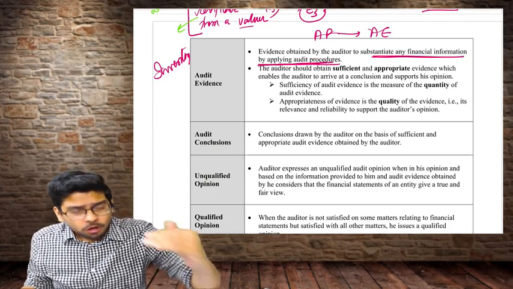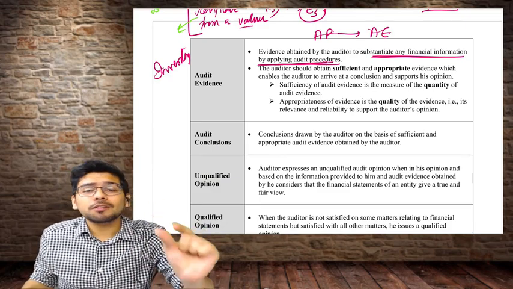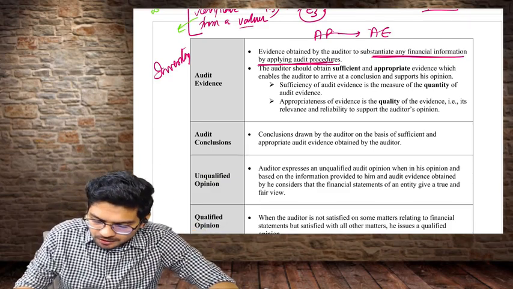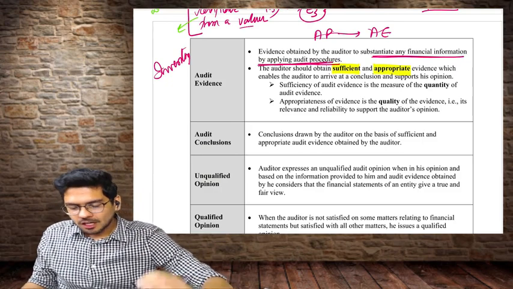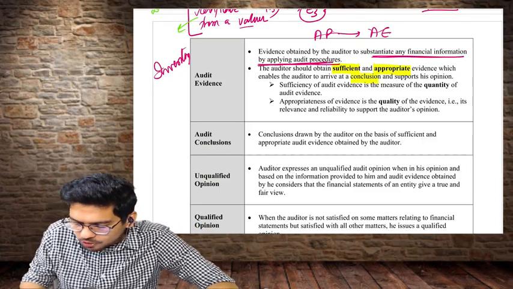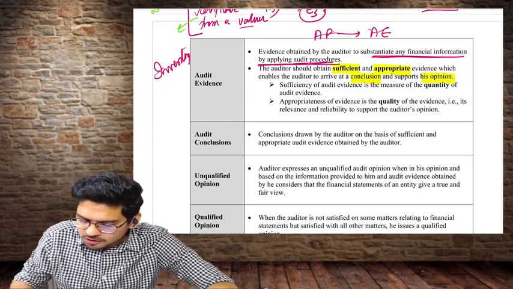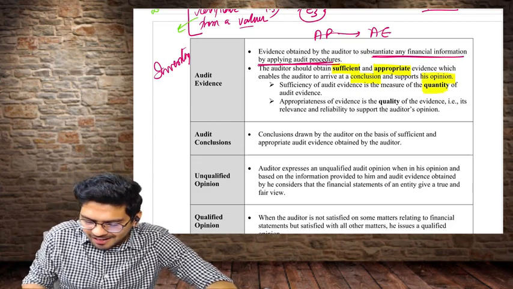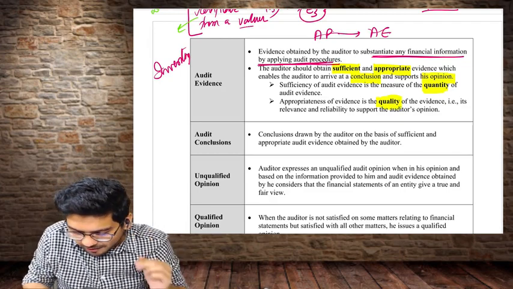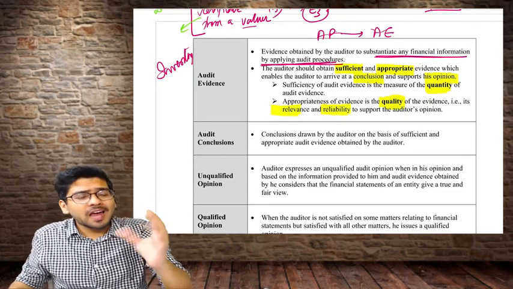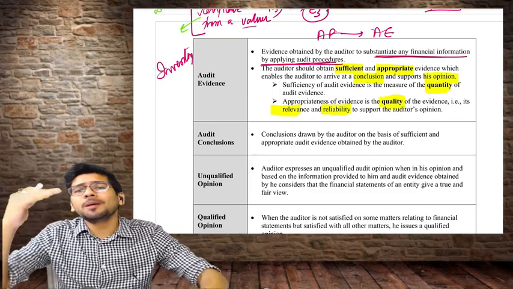Now, you all know that auditors have to keep on applying procedures until they obtain sufficient and appropriate audit evidence. So the next sentence is, the auditor should obtain sufficient and appropriate evidence which enables the auditor to arrive at a conclusion and support his opinion. And I told you that sufficiency of audit evidence means what? Quantity, and appropriateness means what? Quality of the evidence, quality as in its relevance and reliability. How reliable the evidence is. And photocopies, we all know, are not reliable. Hence, the quality is not very high.